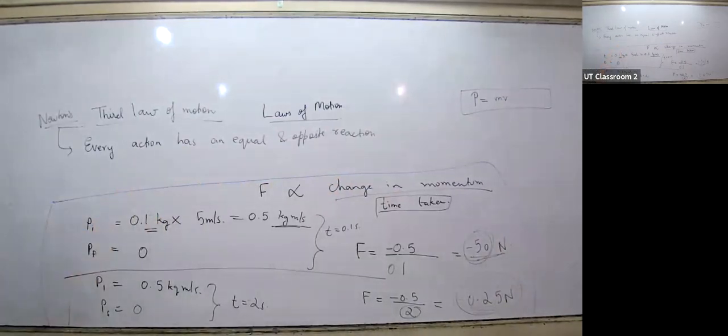Ball niche aake kuch upar jaye, iska matlab opposite direction. Main bol raha hu, to come to that properly. Now just imagine this is the gun wala thing. I'm trying to shoot something. Theek hai. What will happen?